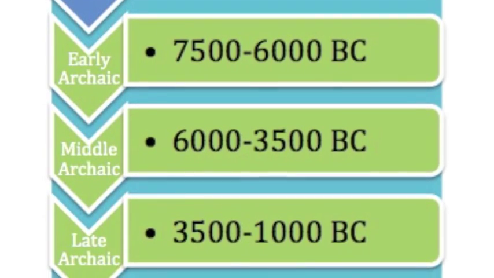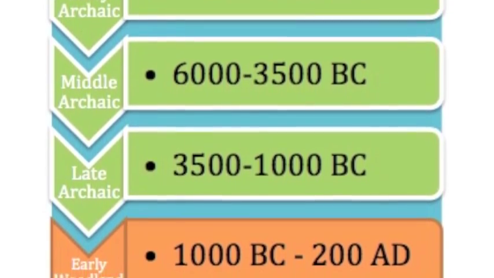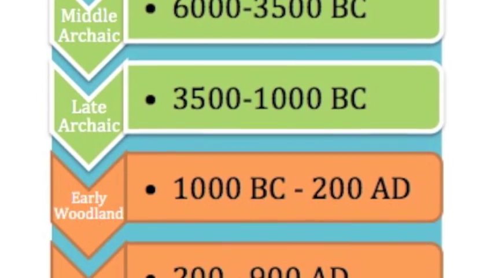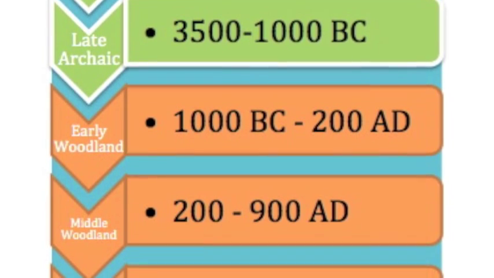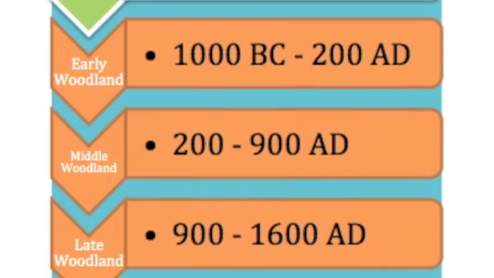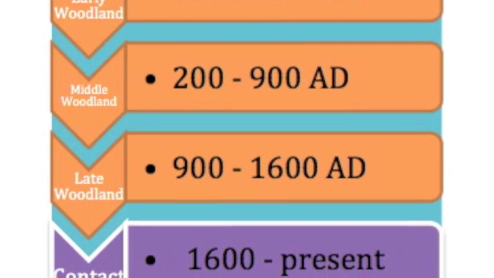beginning with Paleo-Indian ranging from around 10,000 to 7,500 BC, to early, middle, and late Archaic periods ranging from 7,500 to 1000 BC, to the early, middle, and late Woodland periods ranging from 1000 BC to 1600 AD, and up to the contact period, contact with European settlers that is, beginning in 1600 and continuing through the present.